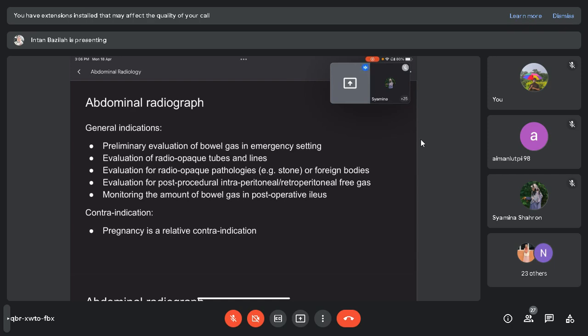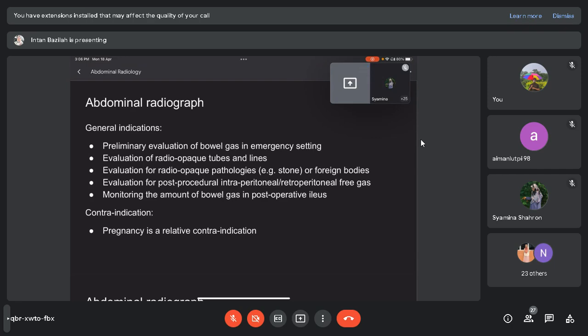Second, when you want to evaluate radio-opaque tubes and lines. For example, this is commonly done in pediatric patients when they insert UAC and UVC, so they want to look at where is the tip of the lines. But usually in peds, they will do a combination of chest X-ray and abdominal radiograph, or sometimes they call it a pelvigram, because the common optimal position of the tip of the UAC is at the T10 level.